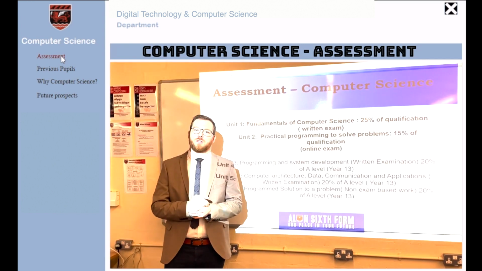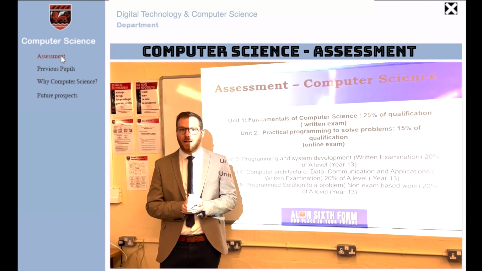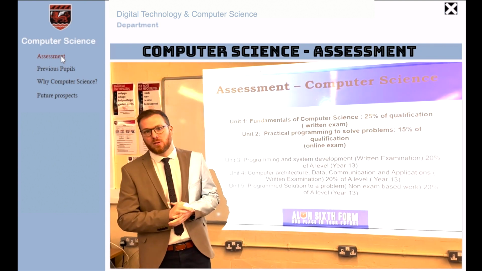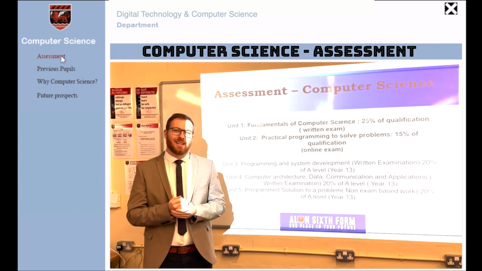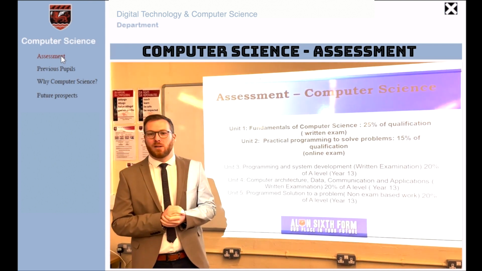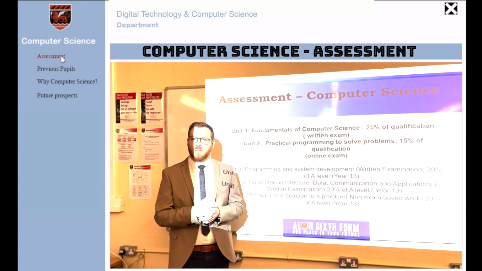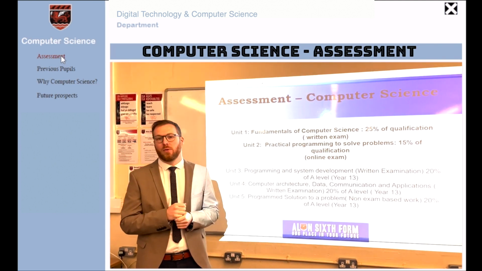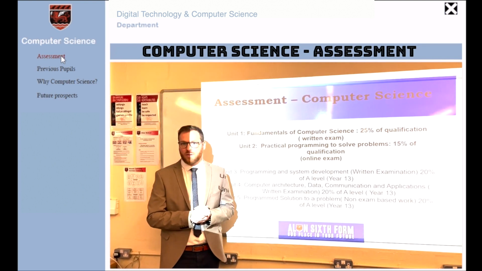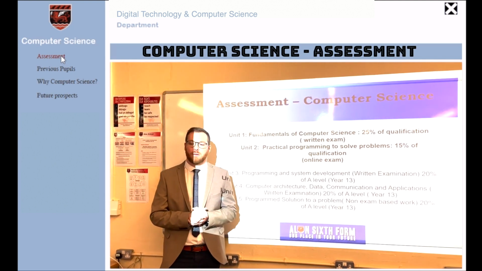So in computer science, you will study 5 units, 2 at AS and 3 at A level. AS consists of Unit 1 and Unit 2, Unit 1 being fundamentals of computer science. You'll look at things like networks, programming concepts, algorithms, Boolean algebra and hardware, with a whole host more. Unit 2 is more of your practical side of computer science, where you'll develop your knowledge from Unit 1 using decomposition, abstraction and computational thinking in developing programs using Visual Basic or Python.